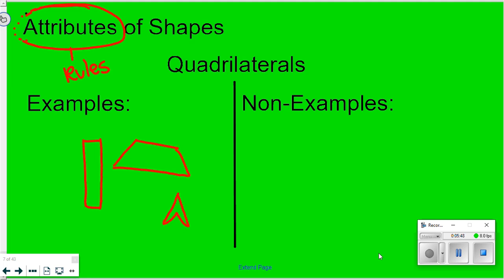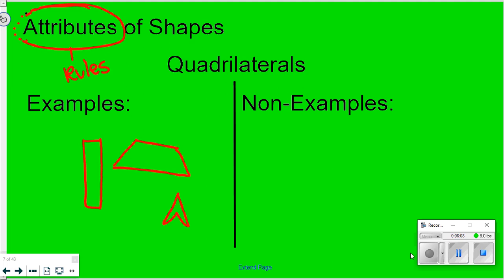I want you to draw 3 non-examples. Something that doesn't follow the rules. What would not be a quadrilateral? You're going to draw 3 shapes that are not quadrilaterals. Do that in your notebook now, please.